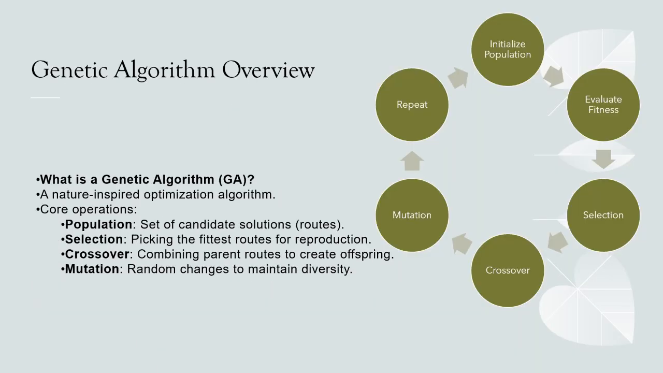Okay, so genetic algorithm overview. What is a GA? It's a nature-inspired optimization algorithm, and some core operations are population, so in this case, set of candidate solutions, routes; selection, picking the fittest routes for reproduction; crossover, combining parent routes to create offspring; and mutation, the random changes that happen and maintain diversity. Here we have the initialized population start, then evaluate fitness, selection, crossover, mutation, and repeat.